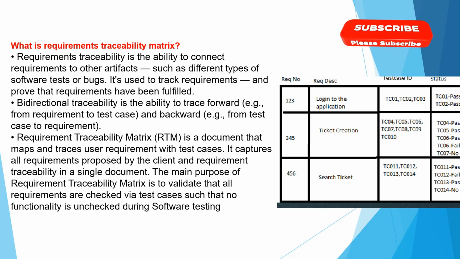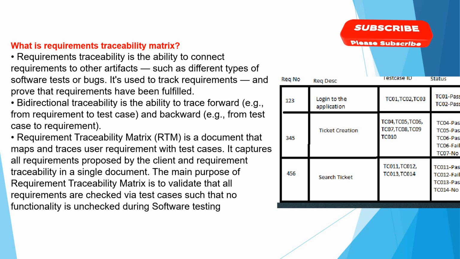Requirement traceability is the ability to connect requirements to other artifacts such as different types of software tests or bugs. It is used to track the requirements and prove the requirements have been fulfilled. Bidirectional traceability is the ability to trace forward, for example from requirement to test cases, and backward from test cases to requirement. The requirement traceability matrix is a document that maps and traces user requirements to the test cases, and it captures all the requirements proposed by the client in a single document.